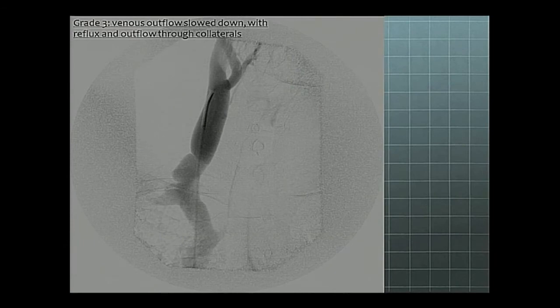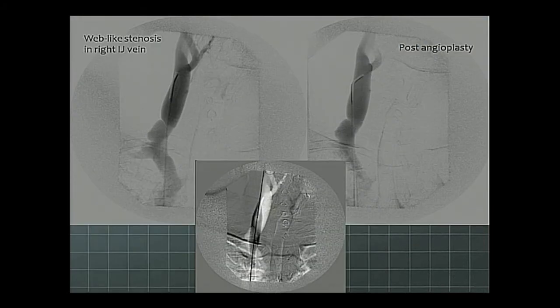This is a grade 3 where you see filling of collaterals. Here you see a web-like stenosis. Here's the valve, I think, down here, a little bit of narrowing due to the valve, but a web-like stenosis here. And some hang-up of contrast, which you can appreciate by the contrast being much denser up above than down below. We inflated, and again, there's a little bit of indentation here, but we've largely eliminated the web. But frankly, I think webs are hard to evaluate on venography. I think this is better, but it's a little hard to give this a percent stenosis. But the flow improved. There's less reflux than there was before.